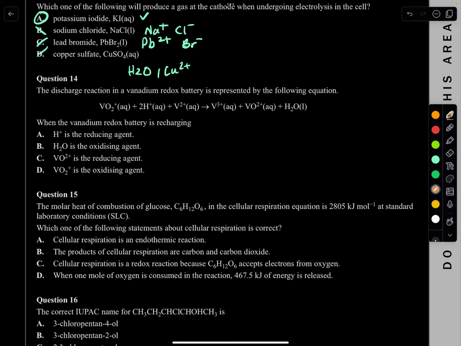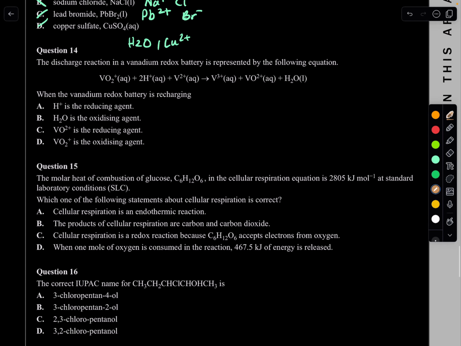The discharge reaction in a vanadium redox battery is represented by the following equation. So it's a discharge. When the vanadium redox battery is recharging, what happens? Before even doing this question, what I'm going to do first is reverse it, so we can get the recharging overall reaction.